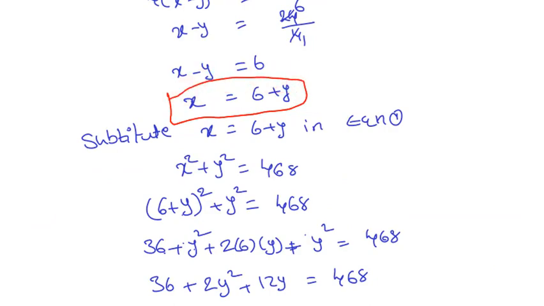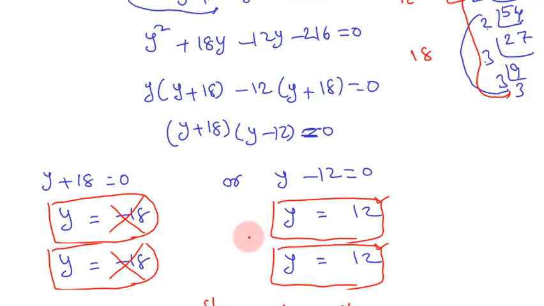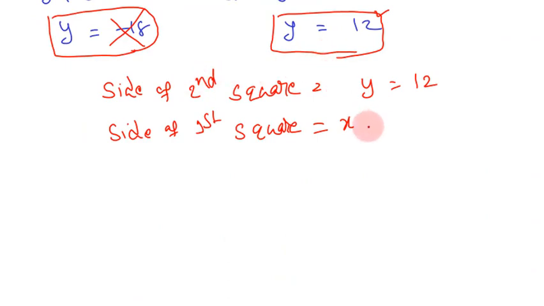That means we will substitute here. X is equal to 6 plus y. We already know the y value is 12. So the side of the first square is 18 meters. The second square side is 12 meters. This is how to solve this problem. Thank you friends for watching this video.